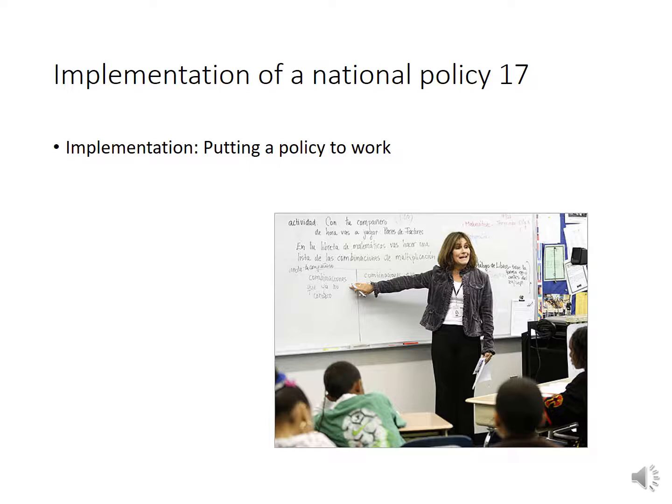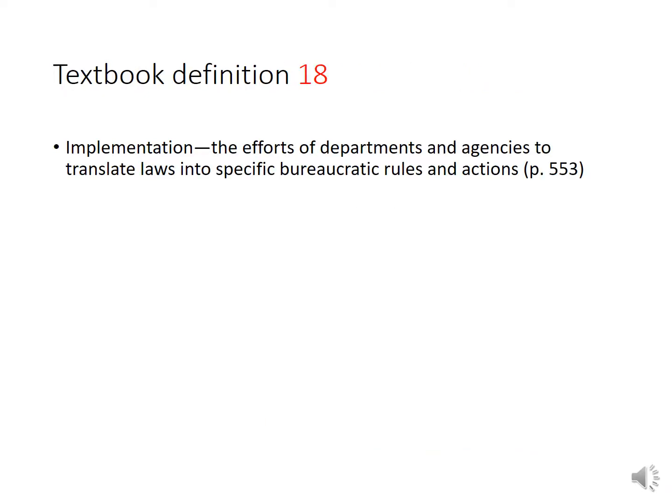So you could have a national education policy. Children are to read at a certain level in every state. Let's just say that would be the policy. Well, to put that policy to work, you have to have then educators and policymakers on education in each state have a way to implement that policy. And so the effectiveness of the implementation is going to determine whether or not the policy is very successful. So pay attention to this definition of implementation. You can see there the efforts of departments and agencies to translate laws into specific bureaucratic rules and actions.